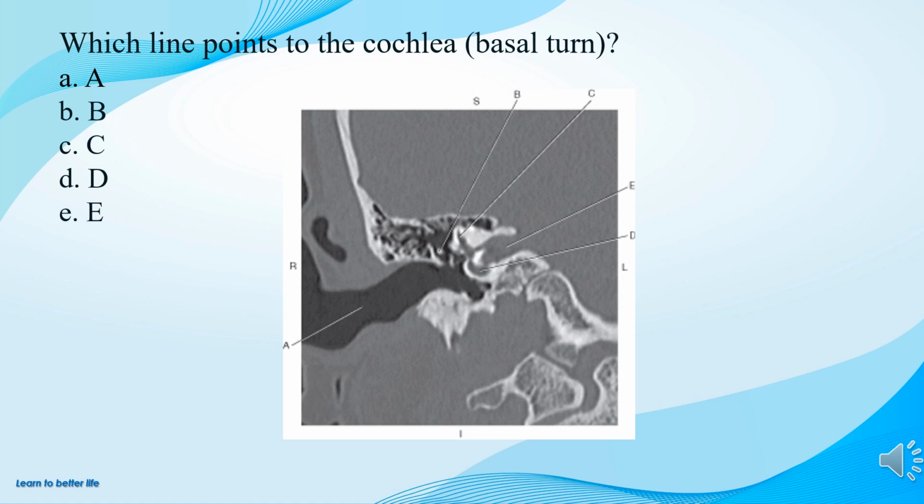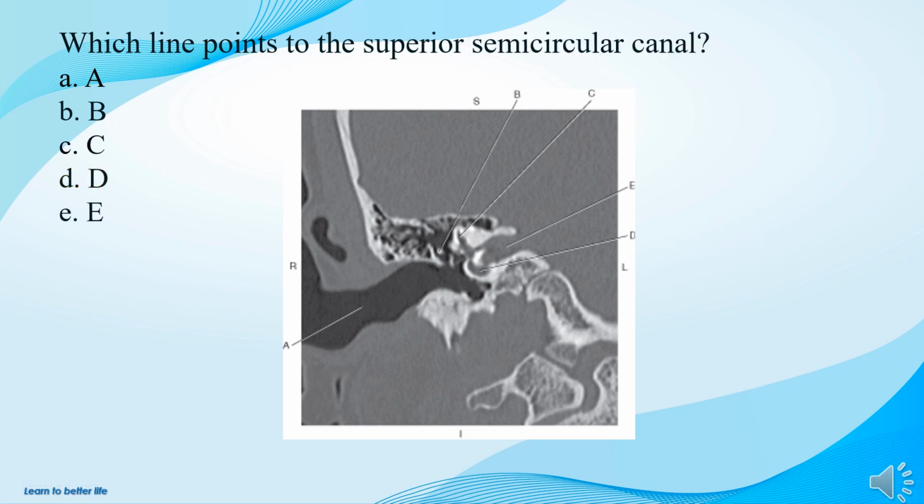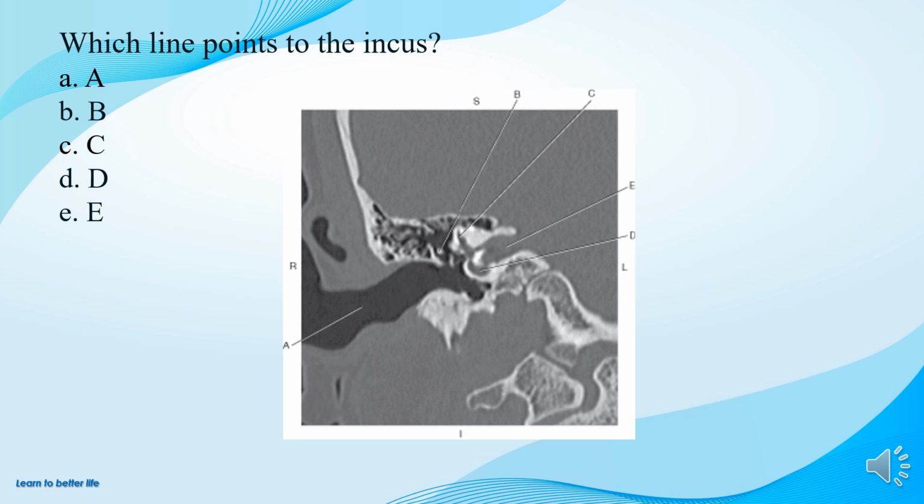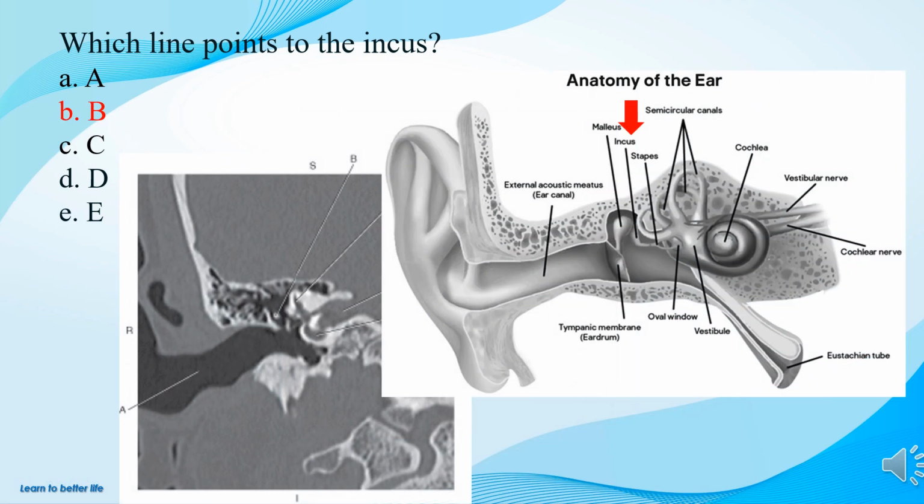Which line points to the cochlea, basal turn? A, B, C, D, or E? The answer is D. Which line points to the superior semicircular canal? The answer is C. Which line points to the incus? The answer is B.